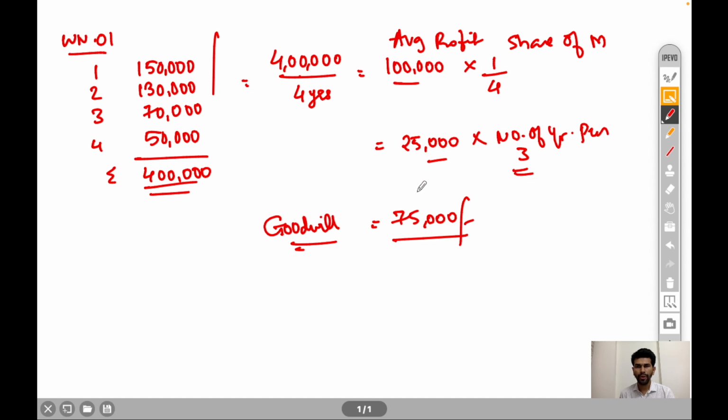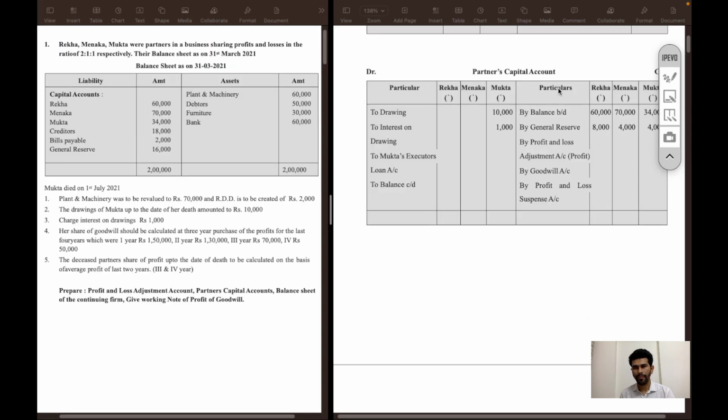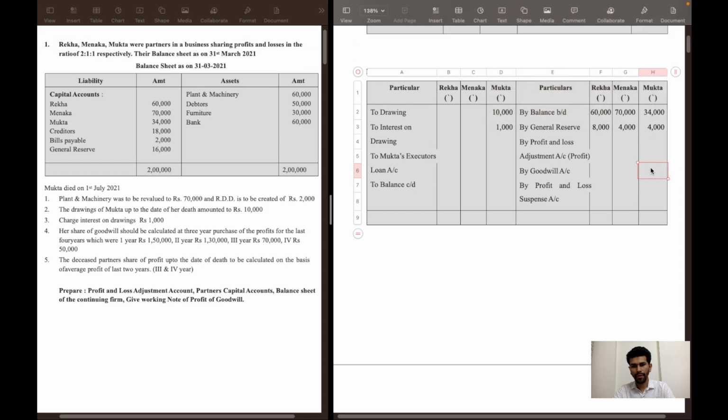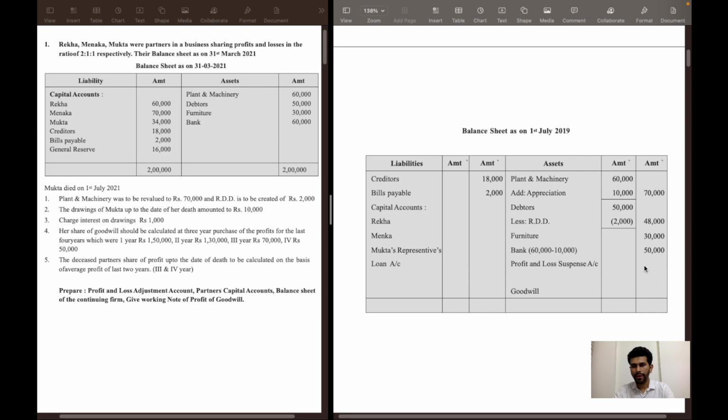So we have to raise the amount of goodwill 75,000 rupees. So first, goodwill account, partners capital account credit side. Goodwill account is 75,000 rupees. And then the next effect will be balance sheet, asset side, goodwill 75,000 rupees.